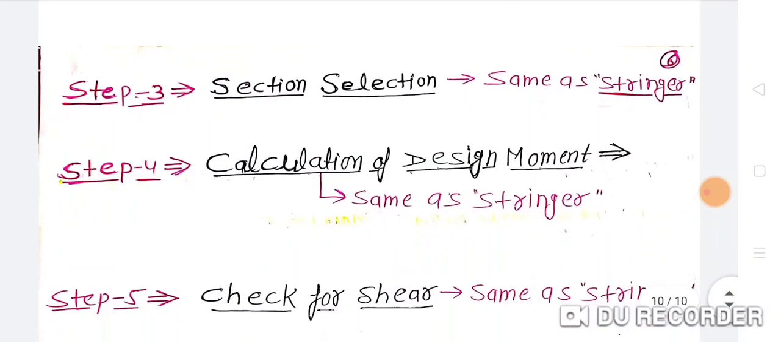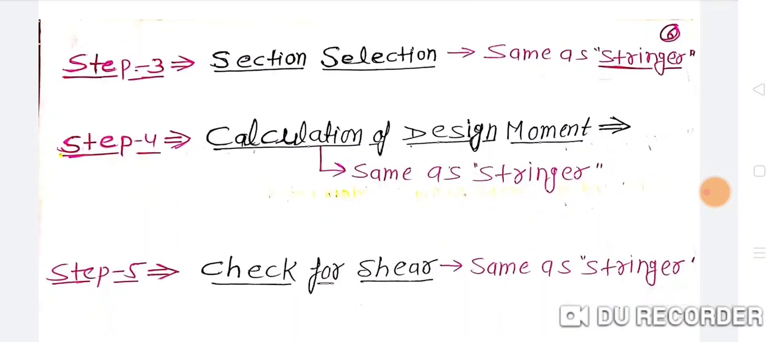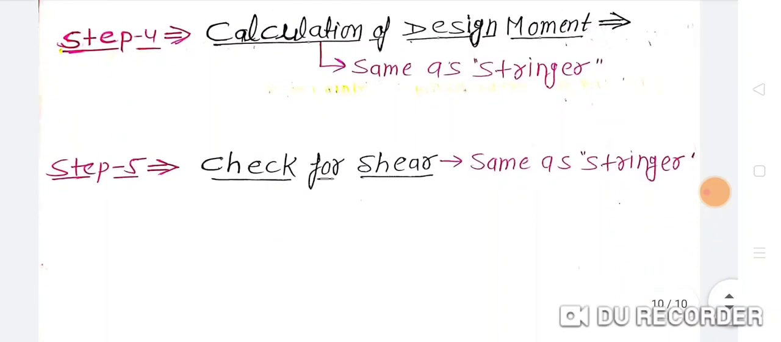Step third, section selection, is the same as for the stringer. Calculation of design bending moment is the same as for the stringers, following the steps discussed. Check for shear is also the same as for the stringers.